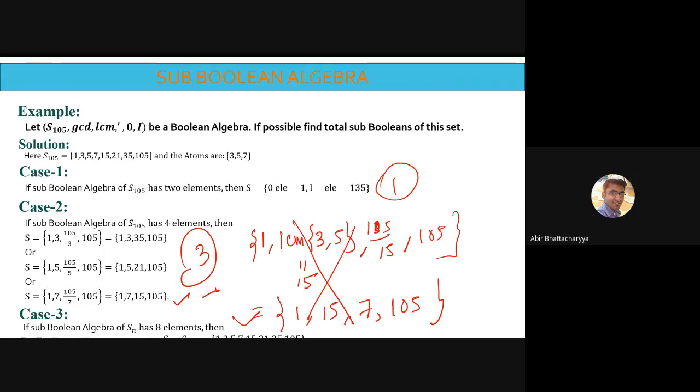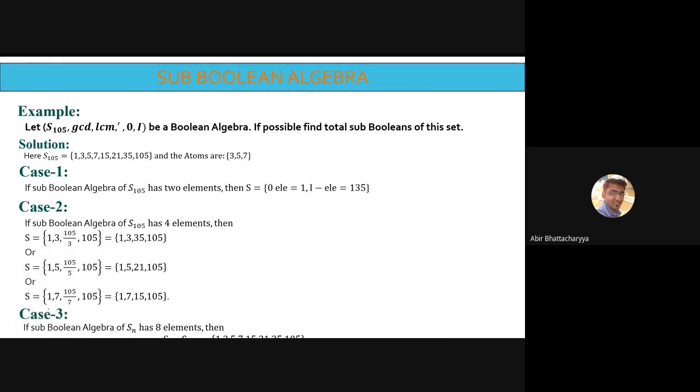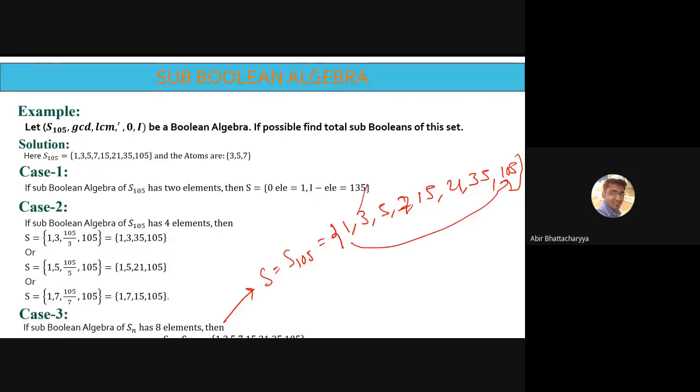I think it's not visible. I will write it up. Case number 3 has only one possibility: if I have 8 elements, S becomes S105. So S105 means 1, 3, 5, 7, 15, 21, 35, 105. 1's complement is 105, 3's complement is 35, 5's complement is 21, 7's complement is 15. Each and every element has its own complement.